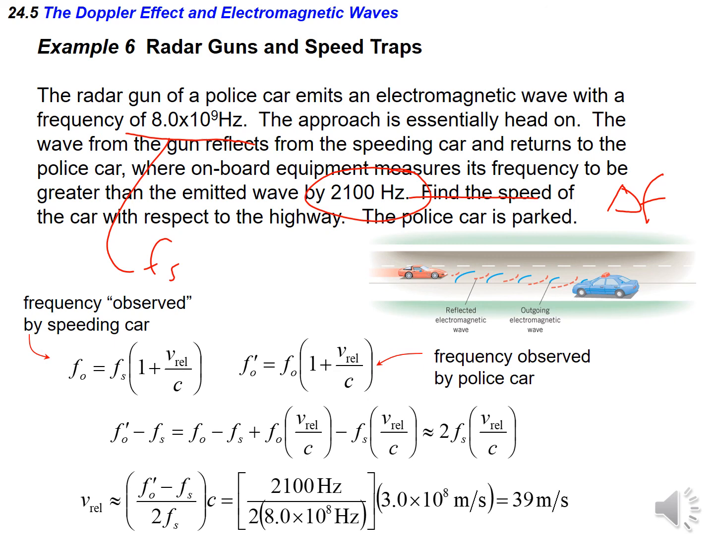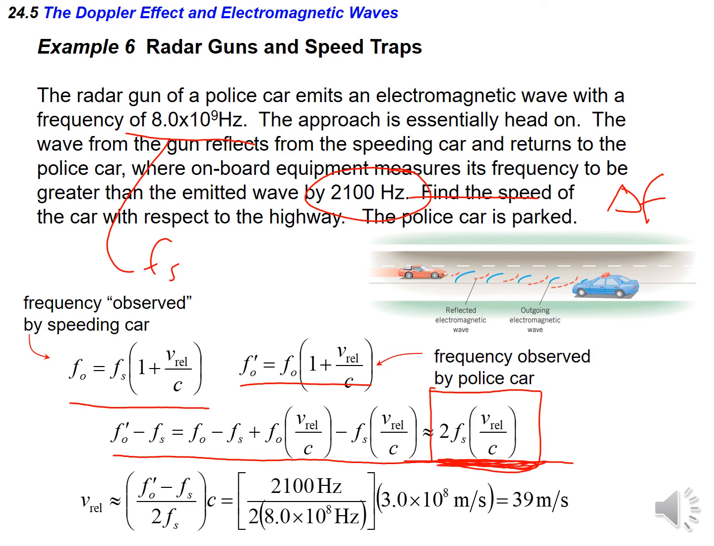So here we have two equations. We can use these equations: the frequency observed by the speeding car, and the equation for the frequency observed by the police car. We just need to get the difference between the two. That is simply f0 prime minus fs, equal to, so we will be arriving at this equation. Okay, let's just use algebra. So we will be arriving at this final equation.